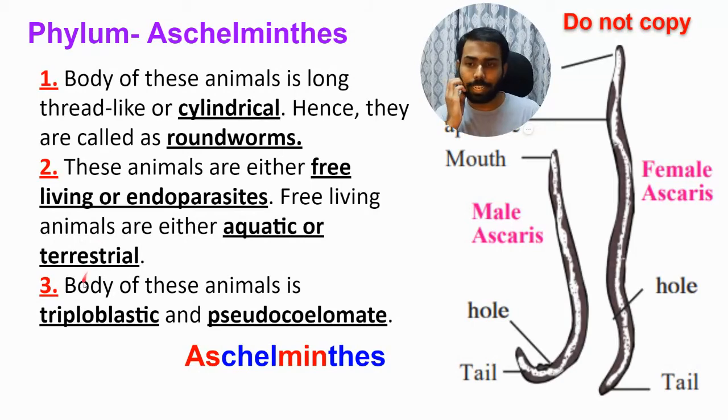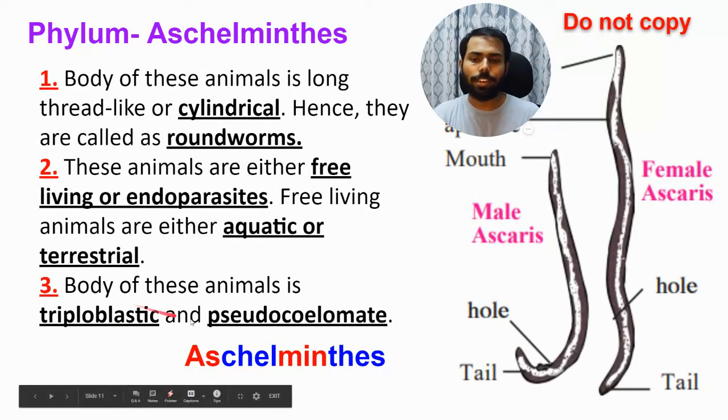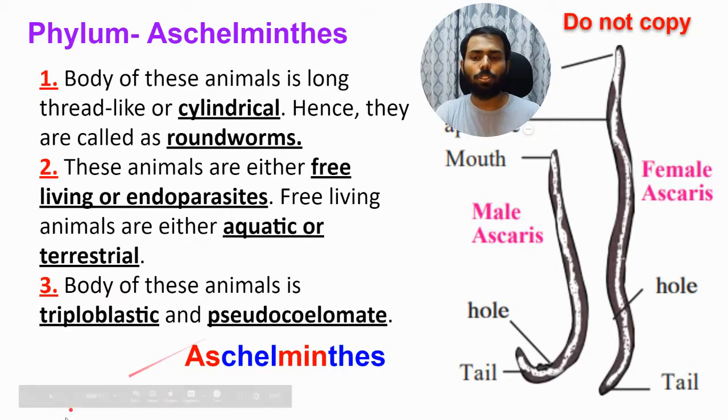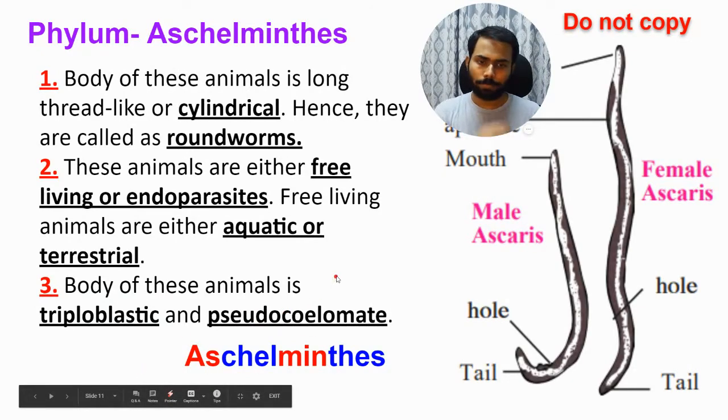Okay. Next, body of these animals is triploblastic. Triploblastic यानी तीनों layers present है, endoderm, ectoderm, mesoderm. तीनों terms नहीं, तीनों layers present है, so you will call it as triploblastic, and it is pseudocoelomate. Pseudocoelomate यानी coelomate की तरह. Pseudo मतलब similar to. So in pseudocoelomate there will be some gaps in between, but the process because of which the gaps are forming is different. So it is not exactly a coelomate, but it is very similar to coelomate. So we will call it as a pseudocoelomate.